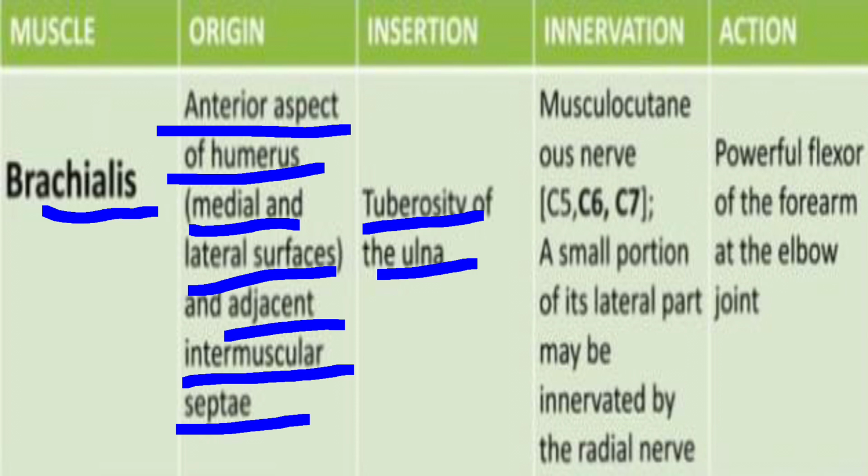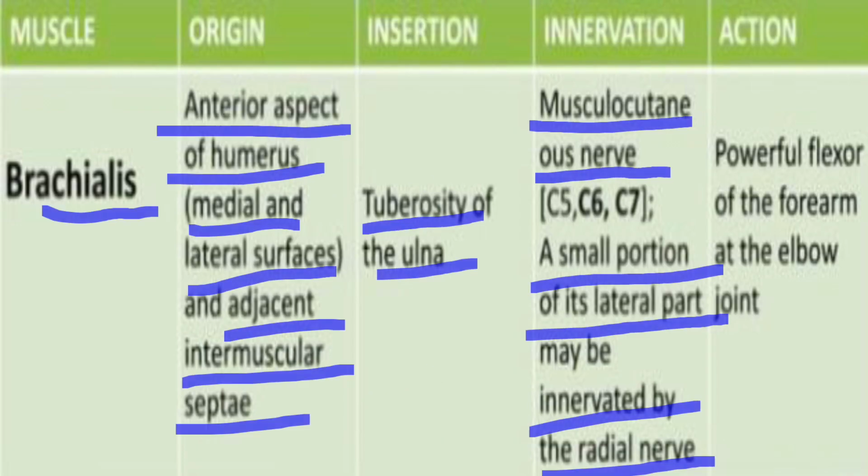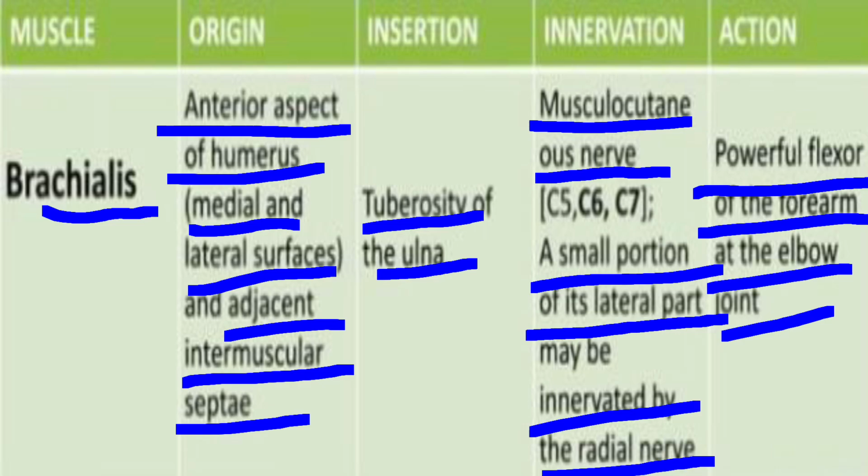Innervation of this muscle is the musculocutaneous nerve and a small portion of the lateral part of the radial nerve. It is a powerful flexor of the forearm at the elbow joint.